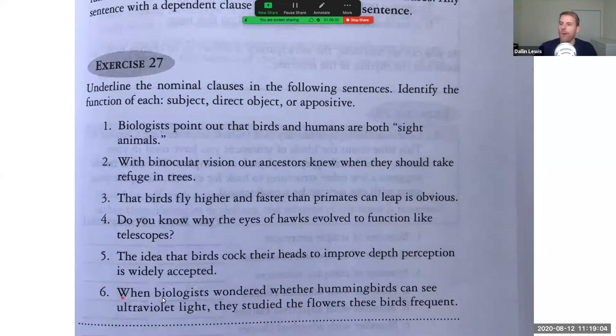Okay, so when is my subordinate adverb? Is that what I call it? I'm almost forgetting the name. Anyways, it's starting the adverbial clause. Biologist is my subject. Wondered is the verb. What did they wonder? And this is my nominal clause: whether hummingbirds can see ultraviolet light. That's where the nominal clause is, but all that is not part of the independent clause. That is part of the dependent clause. And the subject of the independent clause is they studied, and the object is the flowers.